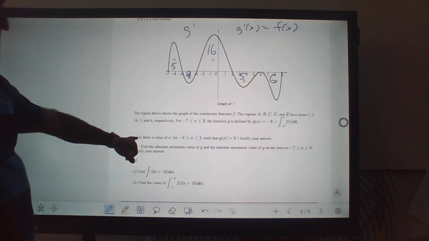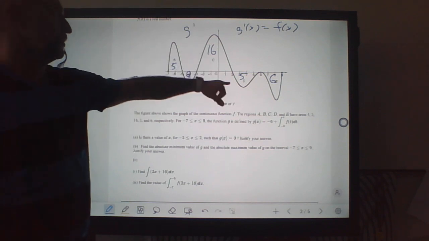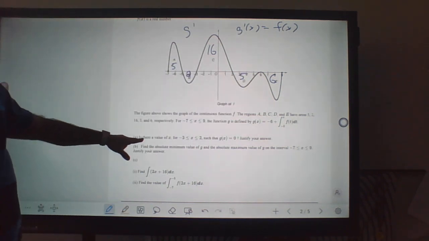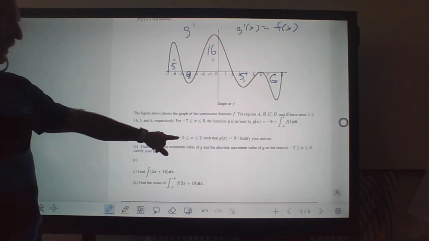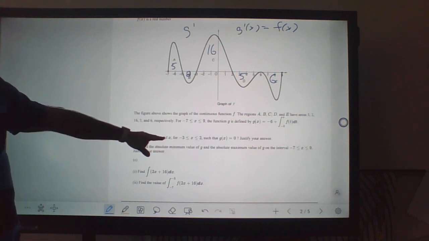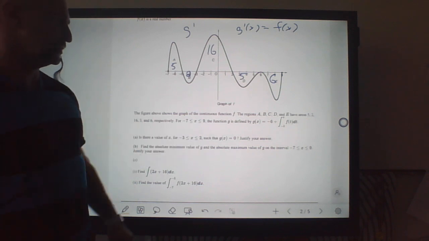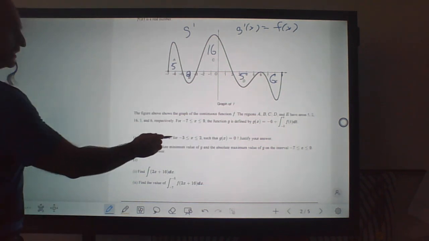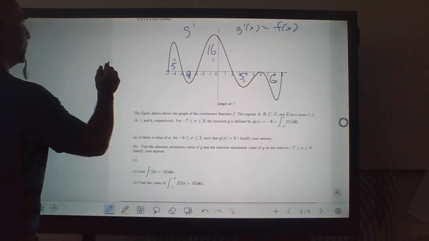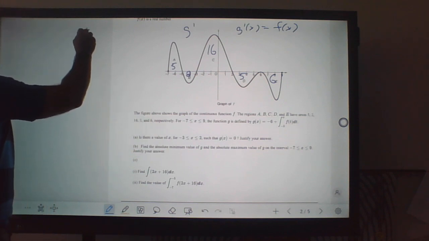All right, diving right in here, and I put these areas in here already. Is there a value, and I'm thinking right away, IVT, there's no derivative here. Is there a value on this interval that g of x equals 0? So what I want to do is I want to test g of negative 3 first. Let's get a value there.